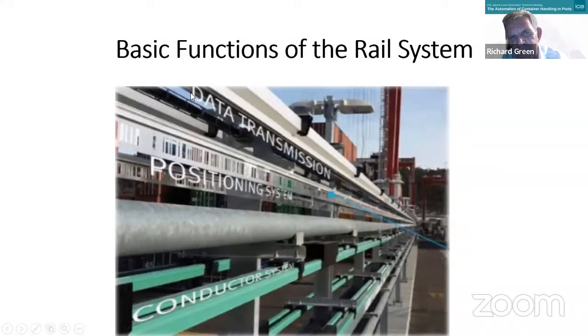Here's the conductor rails. At the top, we've got data transmission. So this is an optic fiber. This provides the information to the operator in the office. This is the positioning system with these markers on here. This is operated by a camera that can locate the position of the RTGC, the rubber-tired gantry crane, in order to pick up a particular container. And this is the conductor. These are the conductors. Here's the tubular runway system. There's the other one. And these are the two conductors.